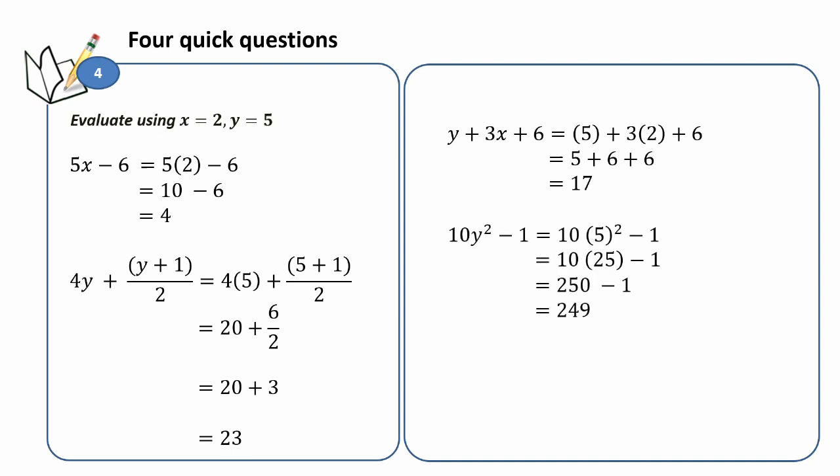And for the last one, let's see if you manage to avoid the little trap. So the 5 went in for the y. We squared the 5 and got 25, and then we multiplied it by 10. And the final answer was 249.